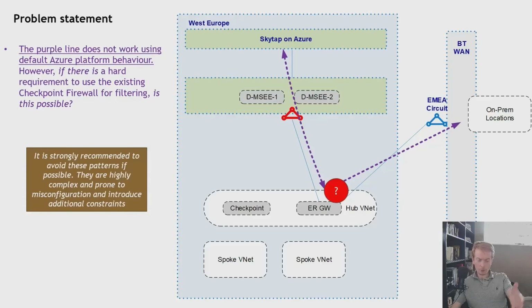The purple line here doesn't work by default. So effectively, to make that purple line work, because the ExpressRoute gateway doesn't act as a router, we need to think about what workarounds we have on the platform. This example here is effectively saying the purple line bypasses my Checkpoint firewall. How do I make that work? And again, just to reiterate the point, these are solutions which should only ever really be talked about if the default patterns are absolute showstoppers for a customer.